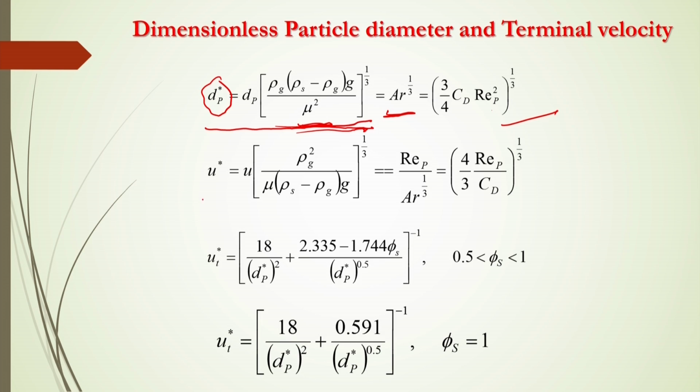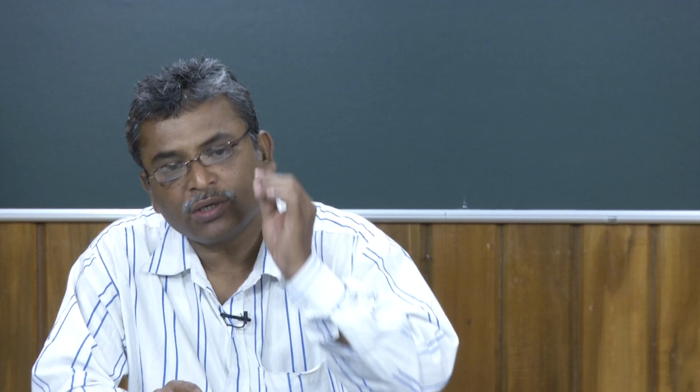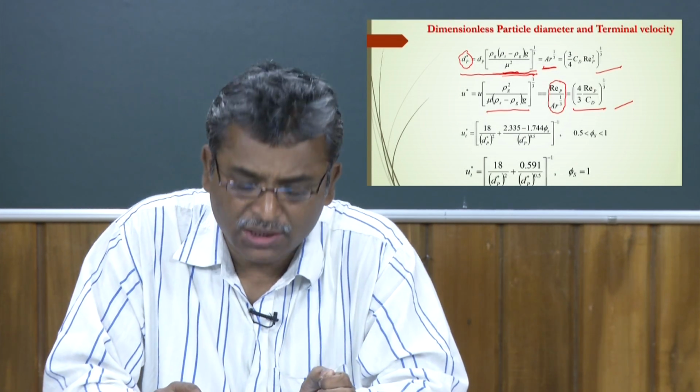This is one form. Now, u star, that means you can define it as u into some dimensionless number, rho g square by mu into rho s minus rho g into g, to the power 1 by 3. Then it will be R e p by Archimedes number to the power 1 by 3, and that will be equal to 4 by 3 into R e p by c d, to the power 1 by 3. So, in this way this u star will be defined. What is u t star? U t star means the dimensionless number of the terminal velocity.